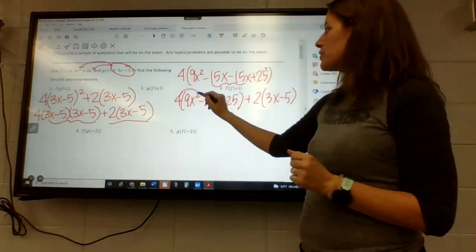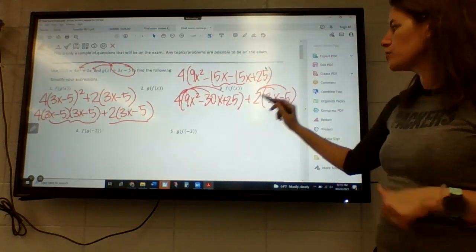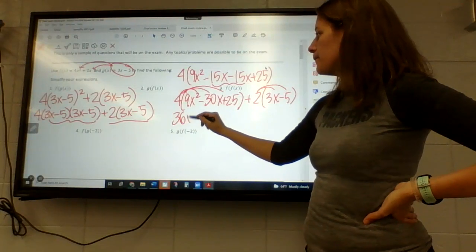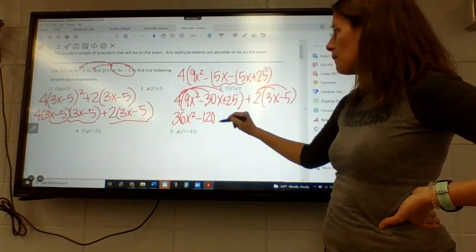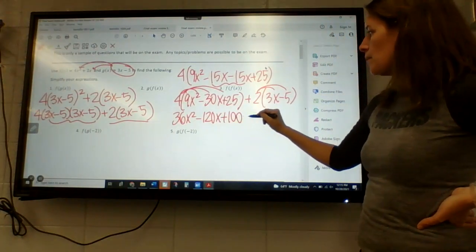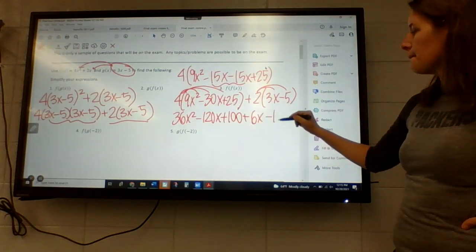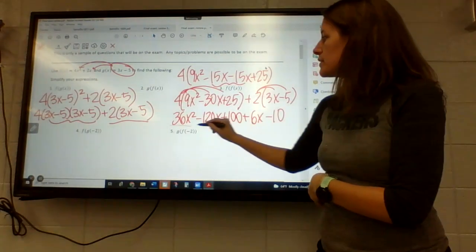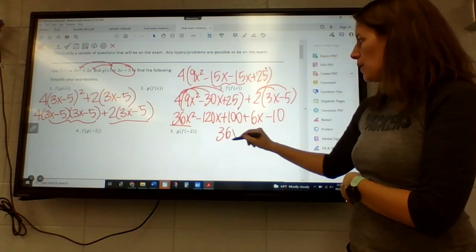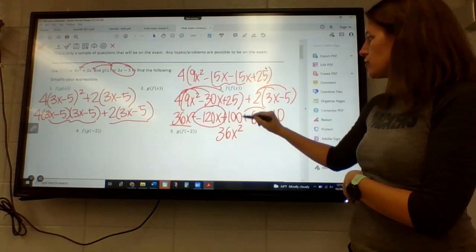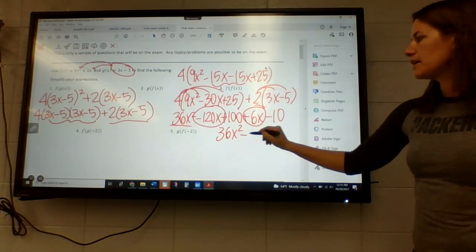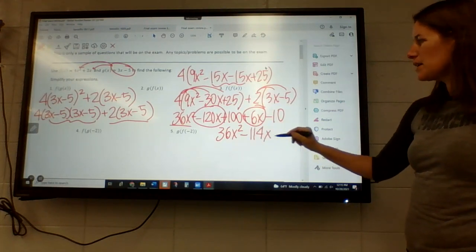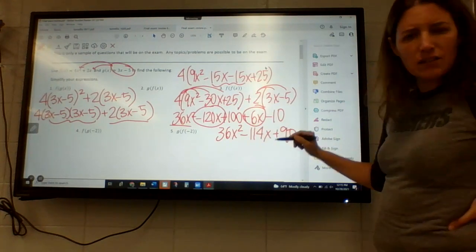Now I have to distribute this 4 in and this 2 in. And then I just have like terms to combine. So the 36x squared doesn't have anything to go with. But these 2, so that's going to be a negative 114x, I believe, plus 90. Does that sound right?